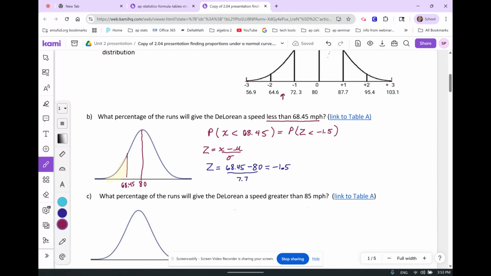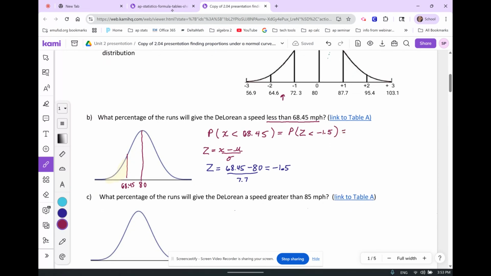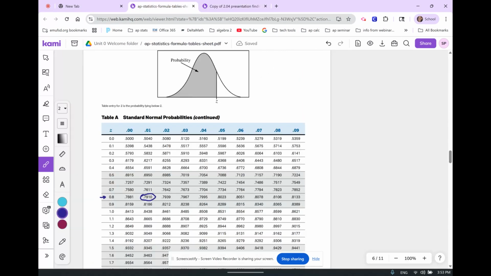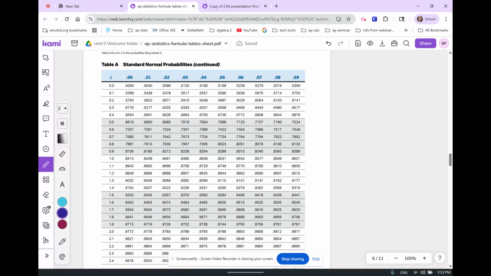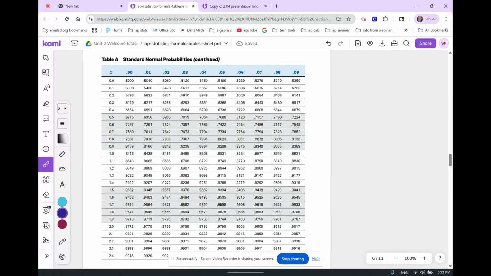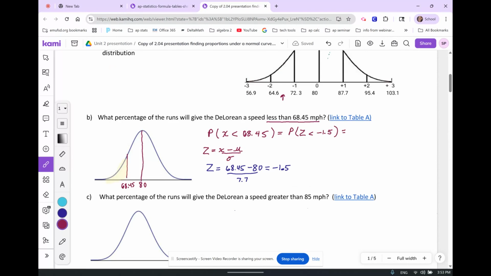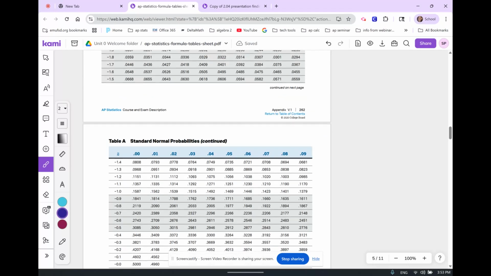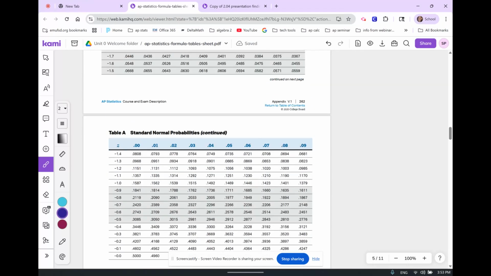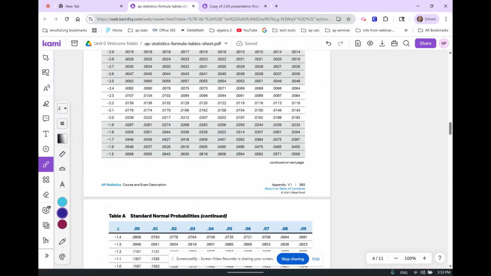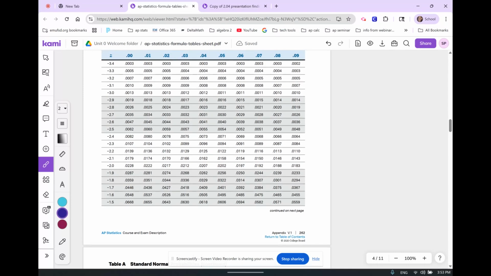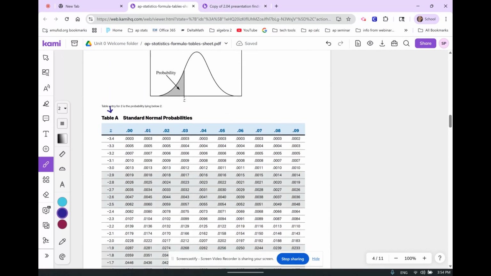Okay, so how do I do that? I now go to table A. Again, tomorrow you'll learn to use the calculator. So I go to -1.5, and that's on page 1, and it's -1.50, so you go to -1.5, and we're going to look at this column, and there's the 0.0668. Again, you're always looking at that area to the left.